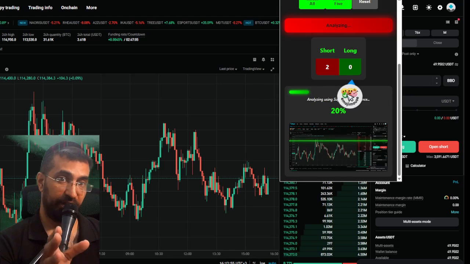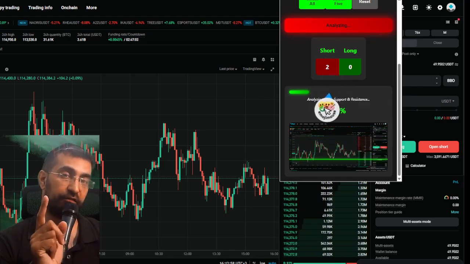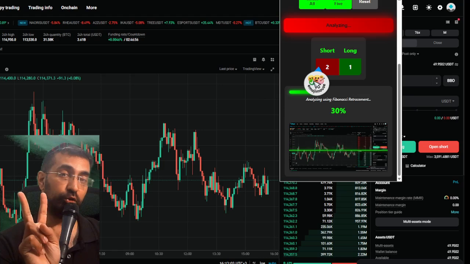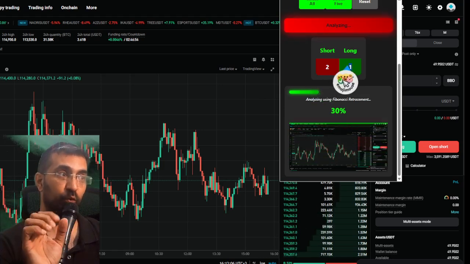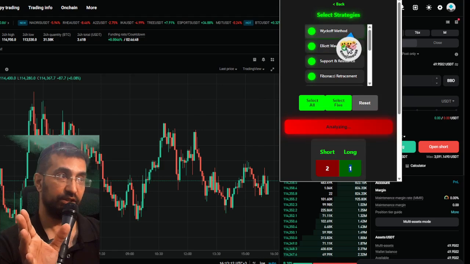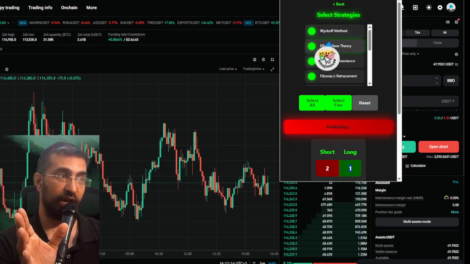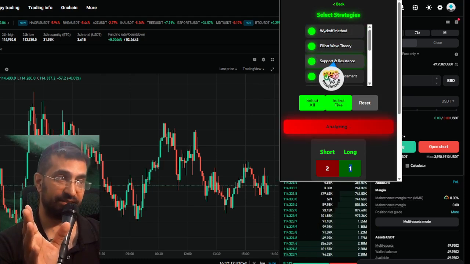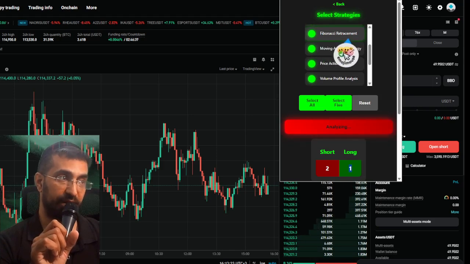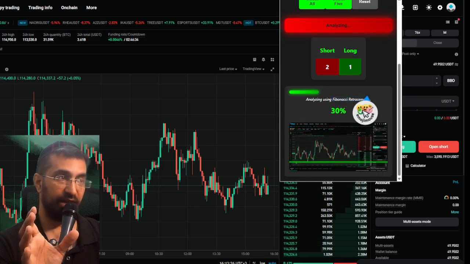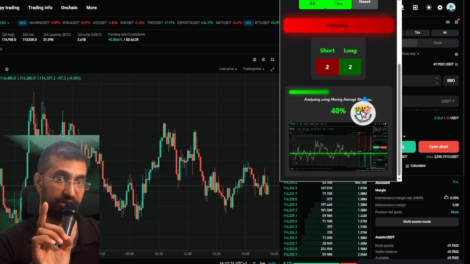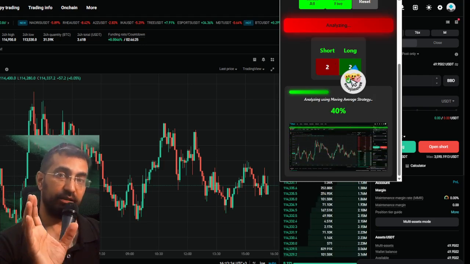So the Elliott wave theory also supports the Wyckoff method. And so far we have two short signals from two different strategies and one long signal from a different strategy. So the Wyckoff method said short, the Elliott wave theory said short, support and resistance said long, and now we're on the Fibonacci retracement theory, which is about to give us its result, as you can see over here. And once enough time passes, all 10 of the strategies will give you responses. So as you can see, we're tied right now between 2 and 2.